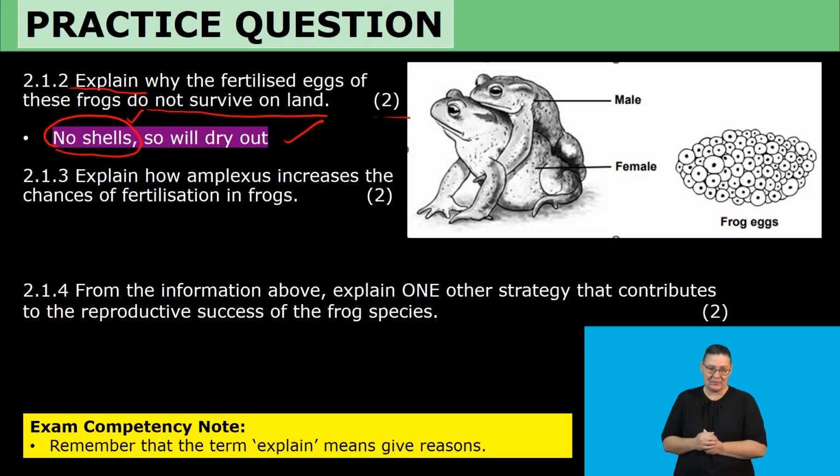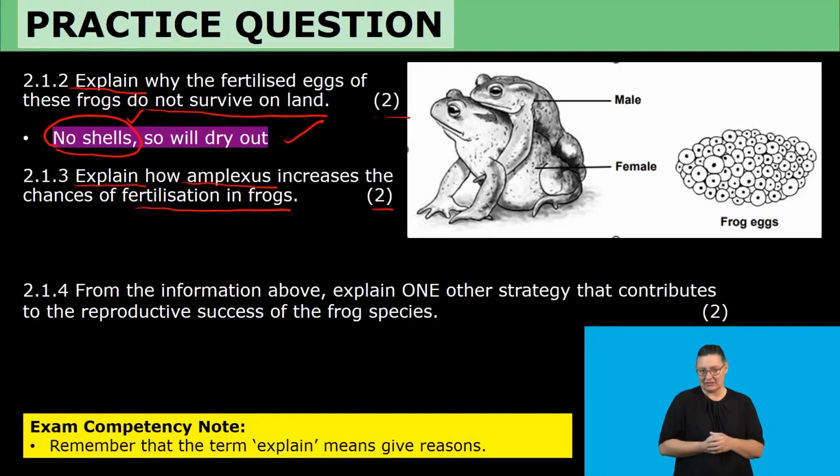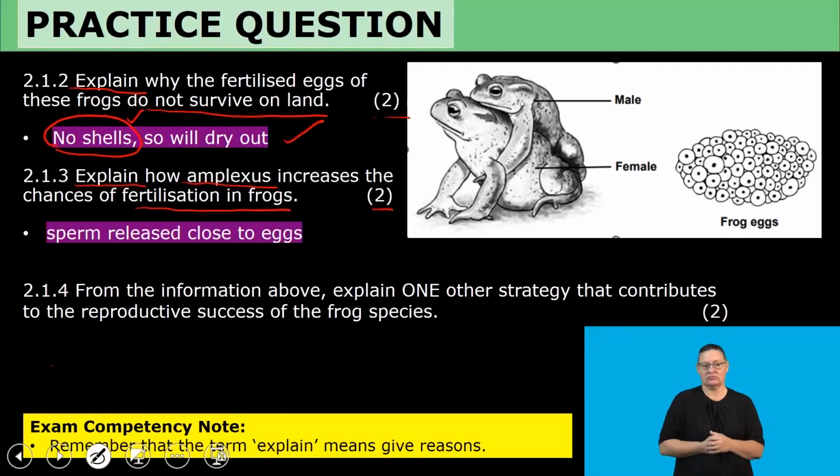Question 2.1.3, again, it's explain how the amplexus increases the chances of fertilization in frogs. Do you remember the explanation that was given on what amplexus is? That is why we have highlighted that. It's easy for you to relate to it in order to get your 2 marks for explaining this question. Let us look at the answer.